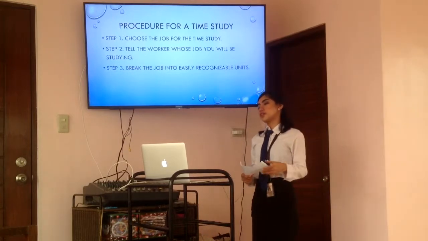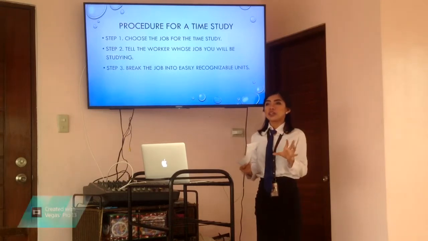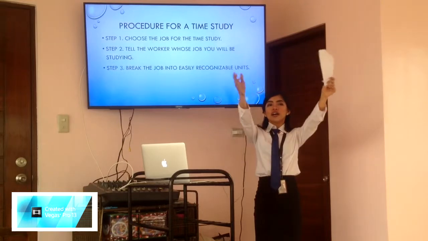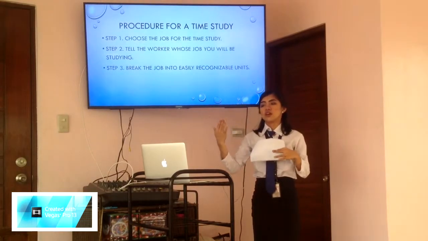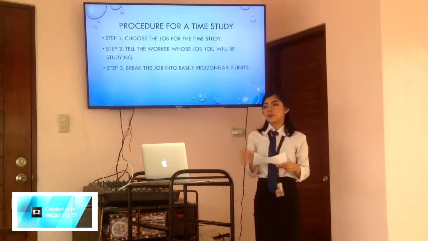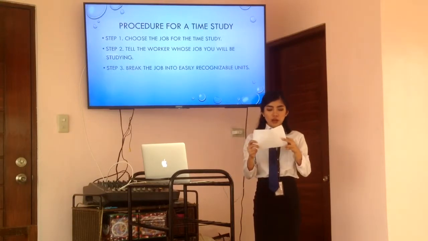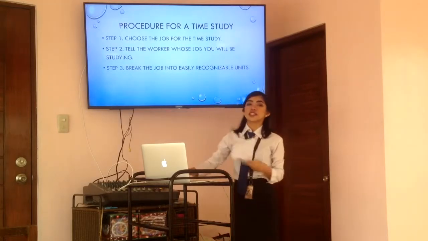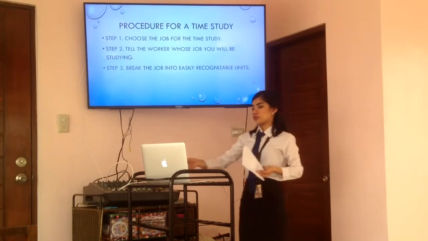Let's move on to step number 3. Break the job into easily recognizable units. In a job, there will be more specific tasks that you're going to do, which we call the elements. So for step number 3, you must break the job into easily recognizable units. For example, making a hand-tossed pizza. I have here an example of hand-tossed pizza broken down into elements.